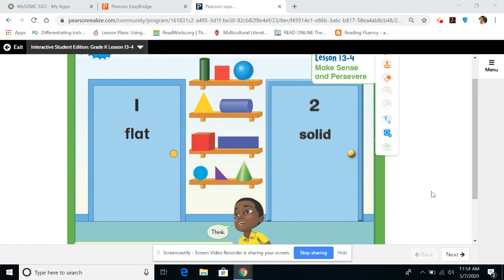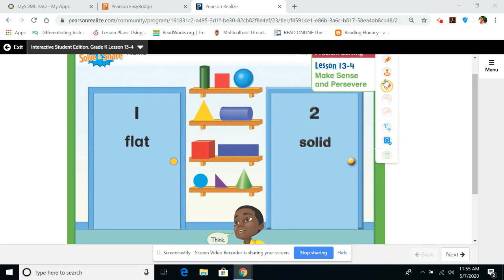Our learning essential question is how can solid shapes be named, described, compared, and composed? So let's start today with our solve and share. We see here on our shelf that we have some solid shapes and some flat shapes, and what we need to do is draw a line from each shape to figure out if it's a flat shape or if it is a solid shape. So let's look at my first shape here.